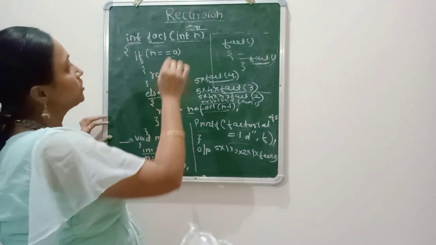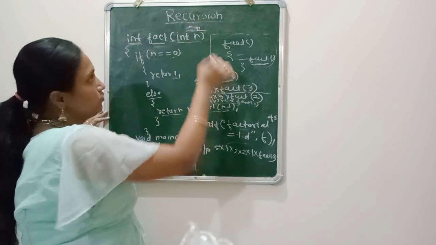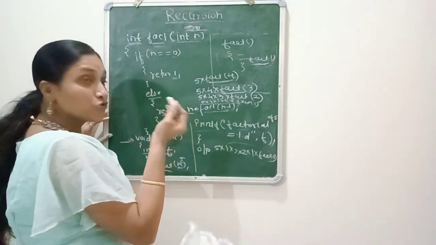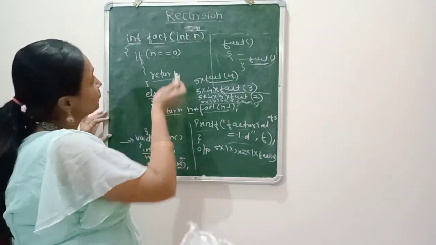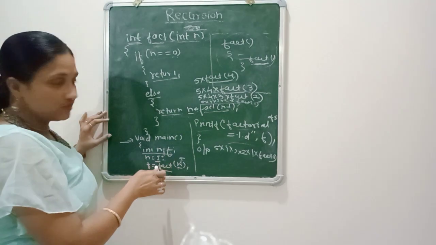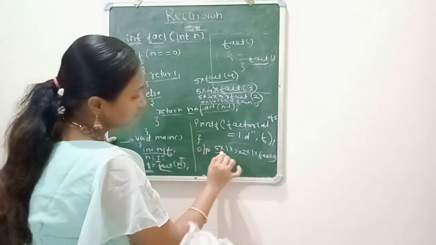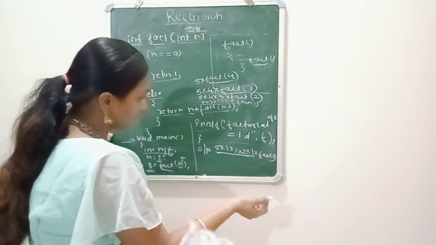So now fact of 0, 0 is passed over here. If n equals 0, the condition is true this time. Now it is going to return. It is going to return to the main function, and what does it return? It returns 1. So in this multiplication, anything multiplied by 1 becomes the same number.